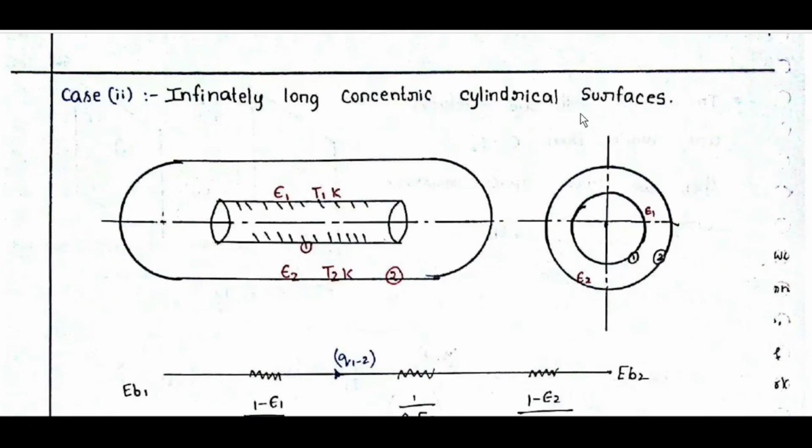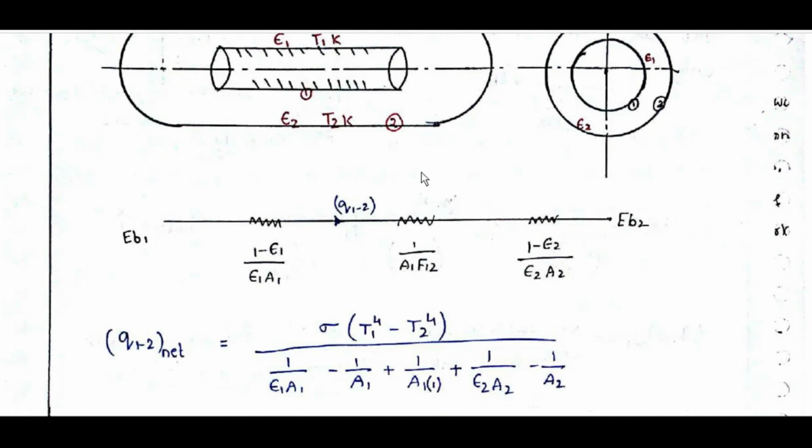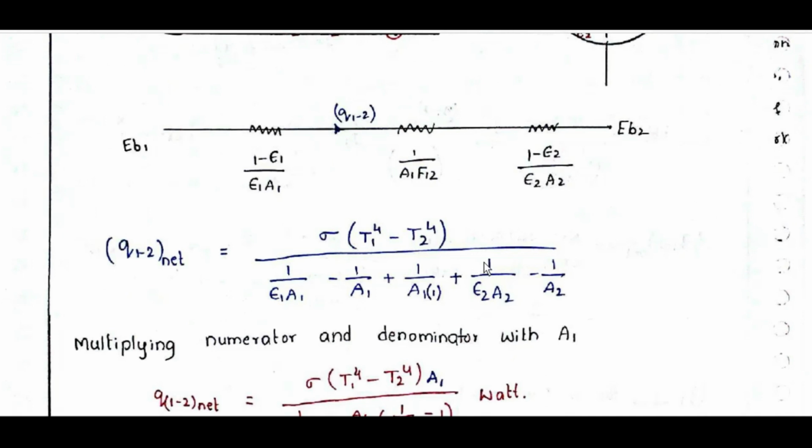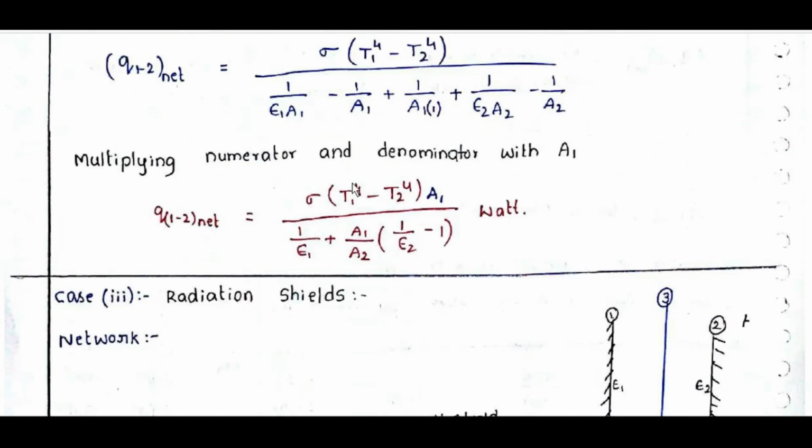For infinitely long concentric cylindrical surfaces, F12 is equal to 1. So the resistances are (1 minus epsilon 1) by A1 epsilon 1, and (1 minus epsilon 2) by A2 epsilon 2. Q12 net is sigma into (T1 power 4 minus T2 power 4) by 1 by epsilon 1 A1 minus 1 by A1 plus 1 by A1 plus 1 by epsilon 2 A2 minus 1 by A2. This 2 will cancel, and multiplying numerator and denominator with A1, Q12 net is equal to sigma into (T1 power 4 minus T2 power 4) into A1 by [1 by epsilon 1 plus A1 by A2 into (1 by epsilon 2 minus 1)] watt.